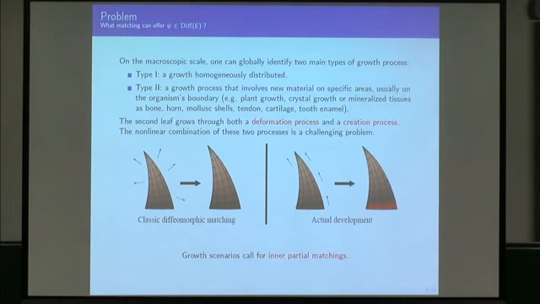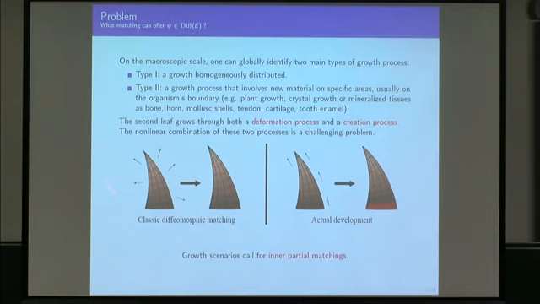A very complex problem is that the second leaf grows for both the type 1 and the type 2 process. We have the deformation process and the creation process. And the nonlinear combination of these two processes is a challenging problem. So in this talk and for my application, I will focus on the case study of the horns, which are rigid shape. So we will only have a creation process and a rigid deformation process.